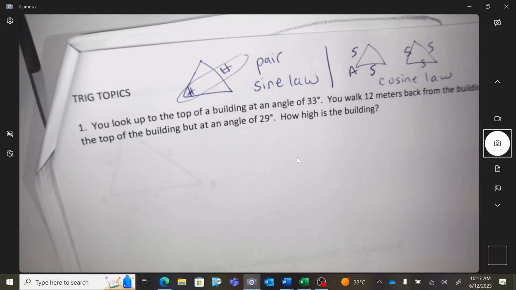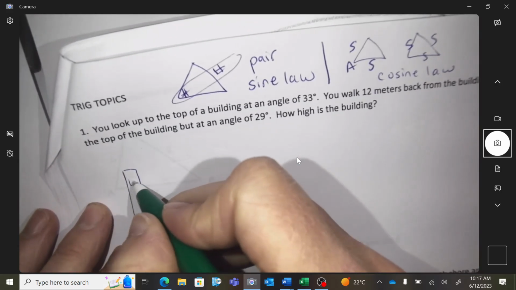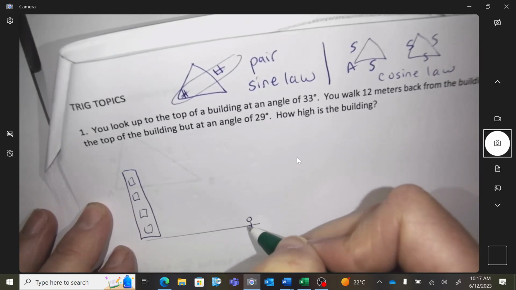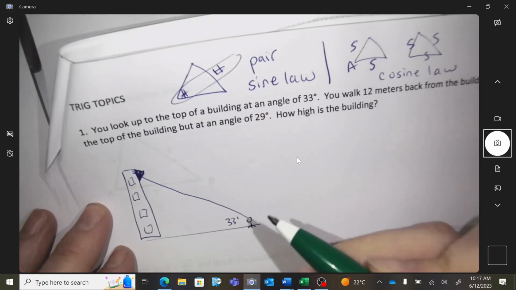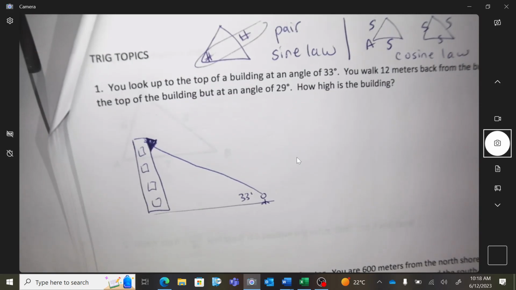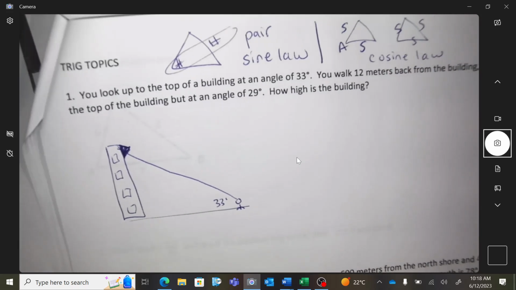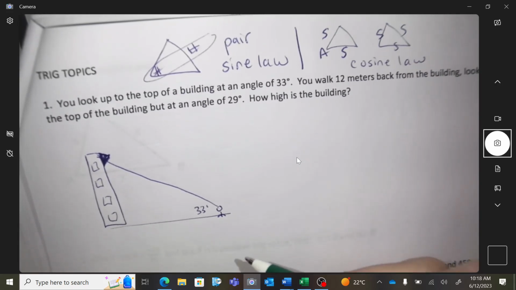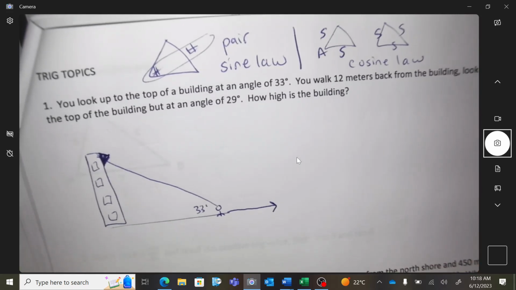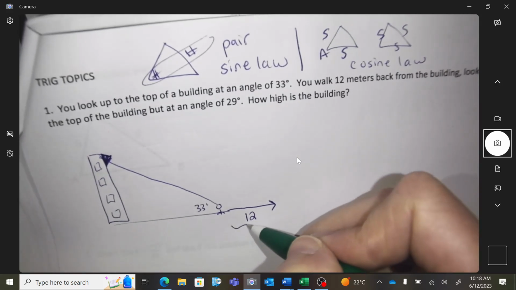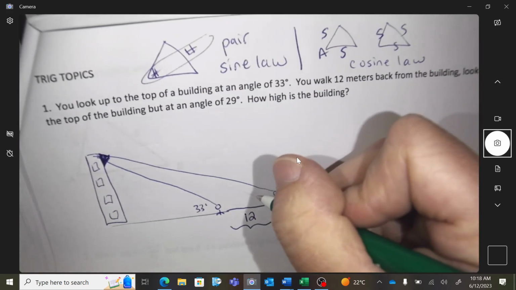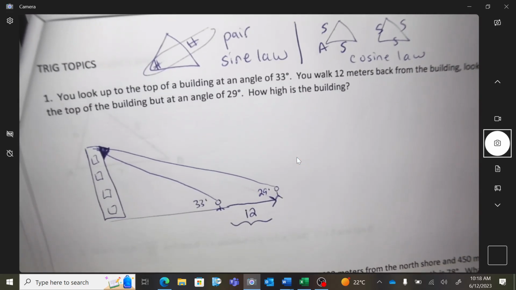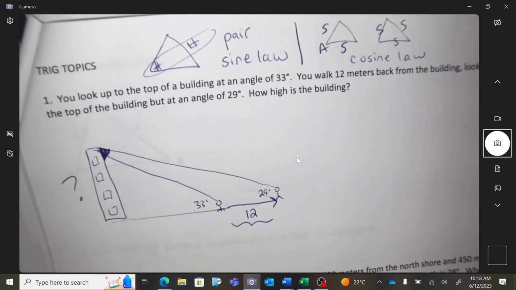Okay, you are looking up to a building at an angle of 33 degrees. Okay, so there's a building, you're standing somewhere, you look up to the top, and it's 33 degrees. You walk back away from the building, you're walking for 12 meters. And then you look up to the building top again, and now it's 29 degrees looking up. How tall is the building?